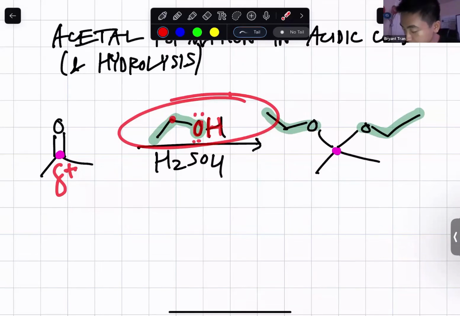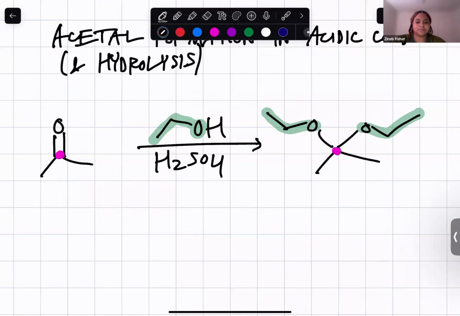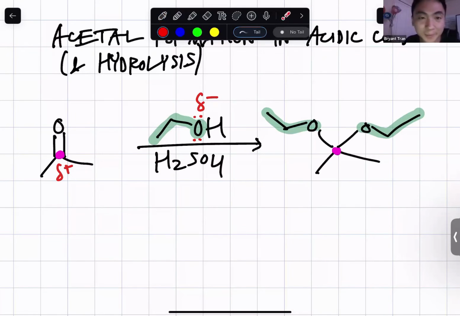So let's think about oxygen, which is attached to this carbon and hydrogen over here. What's more electronegative, oxygen or carbon? Oxygen. Right. And if oxygen is more electronegative, what charge would that oxygen have? A negative charge. Yeah, negative charge. And if that's the negative charge right there, would that be the nucleophile or electrophile? Nucleophile, right. So what would attack what?